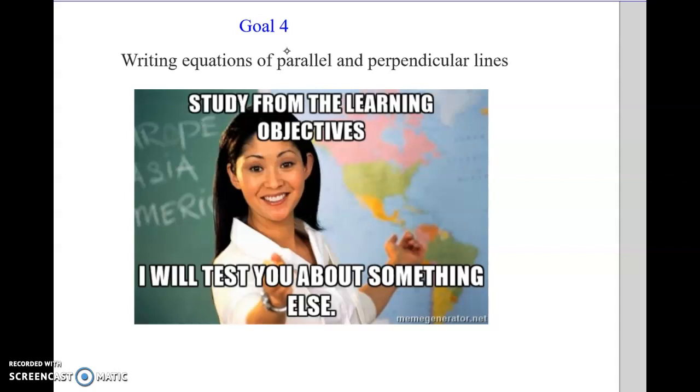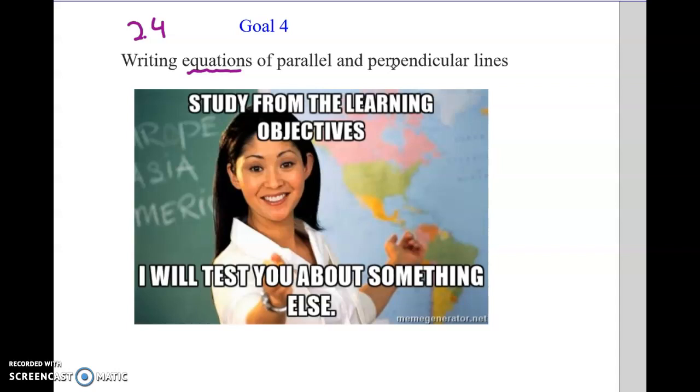Okay, welcome to part 4 of section 2.4. We got one goal left, which is to do parallel and perpendicular lines. And I guess a big part is to write equations, but a huge part is just to remember what parallel and perpendicular are and how they work, and it's particularly how their slopes work.